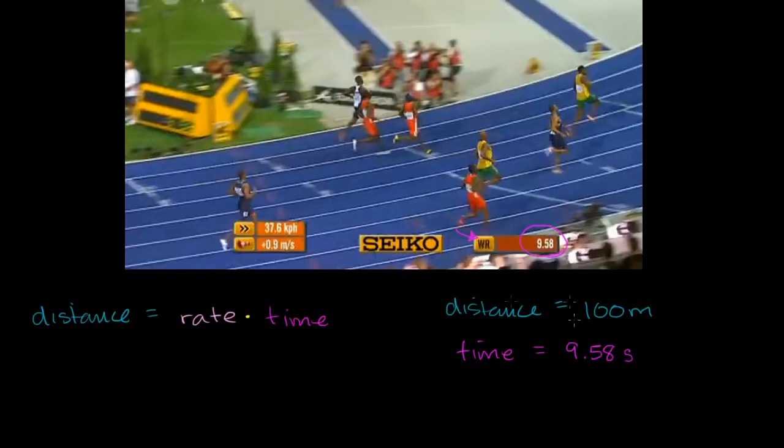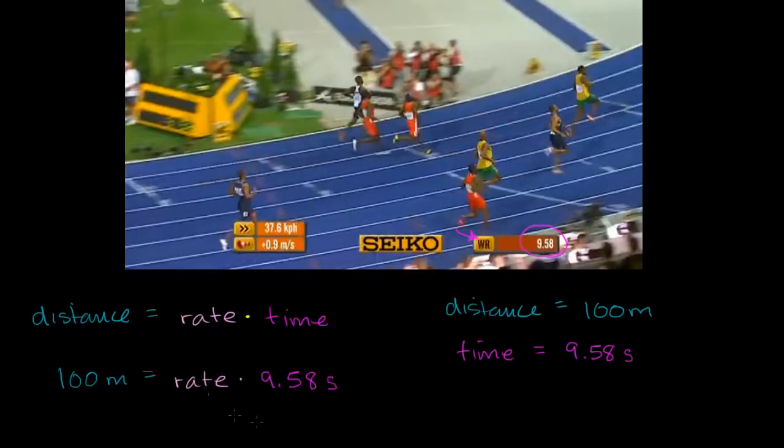Well, let's substitute these values into this equation right over here. We know the distance is 100 meters. The distance is 100 meters. And it's equal to, we don't know the rate, so I'll just write rate right over here. It's equal to rate times, and what's the time? We do know the time. It's 9.58 seconds.